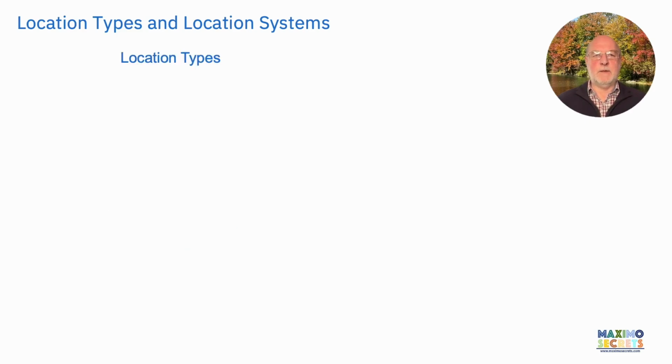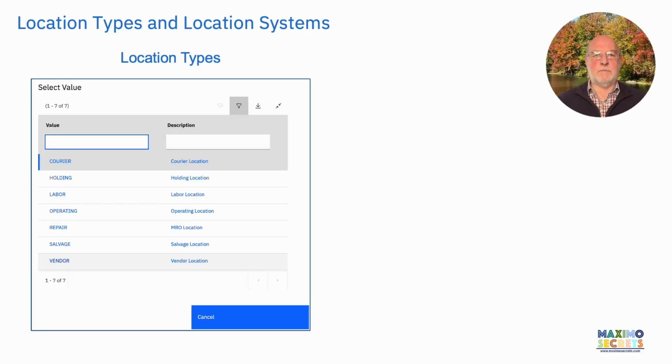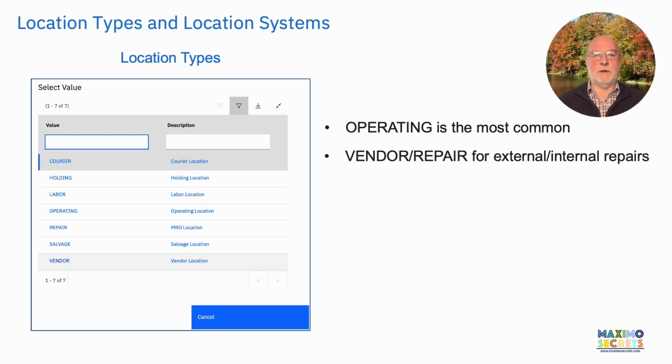Location types. Locations have a type, but in most cases this will be set to operating, a location where equipment or assets operate. Vendor, salvage and repair are other location types where assets can be located, but where they would not be operating. Vendor and repair are used for external or internal asset repairs. A salvage location is used as a repository of assets that may be broken up for spares or are waiting to be sold or scrapped.